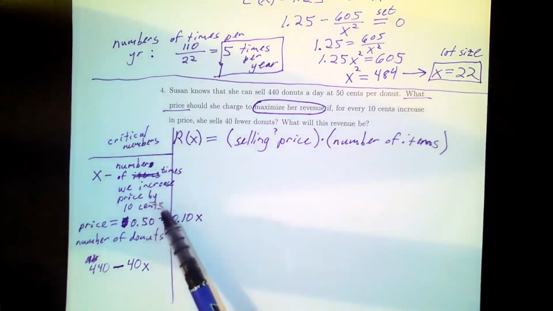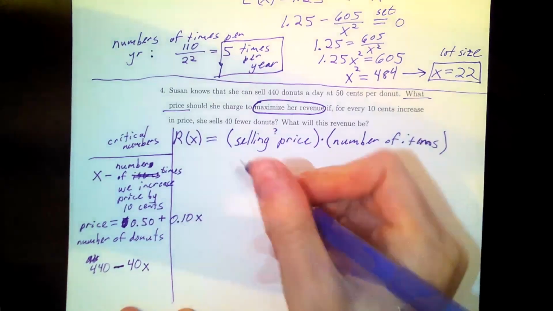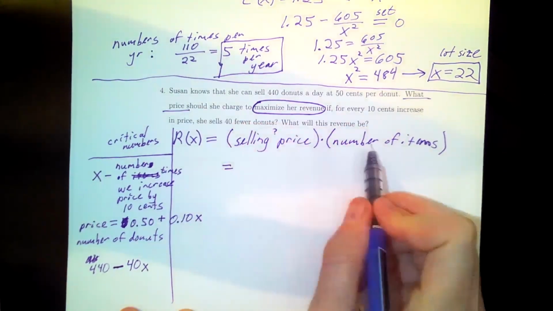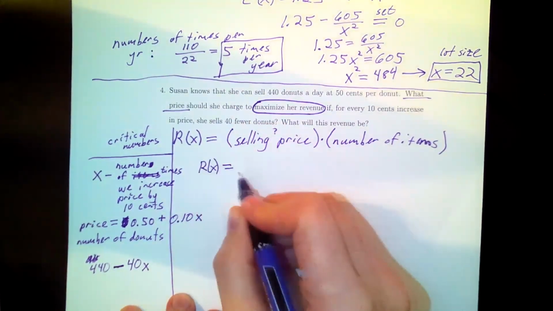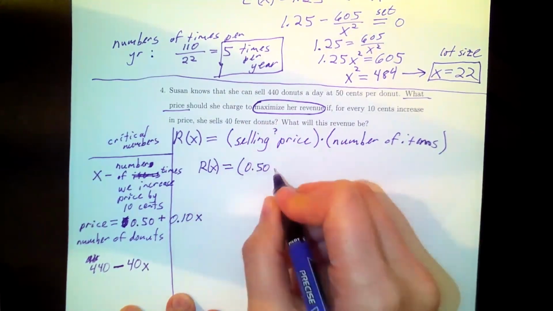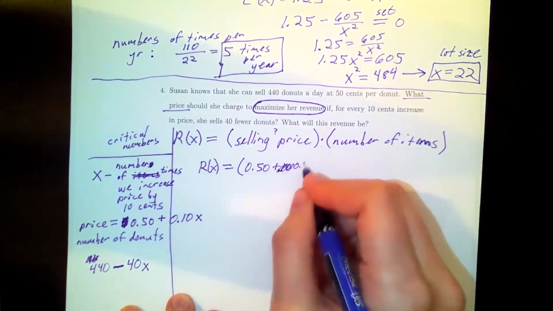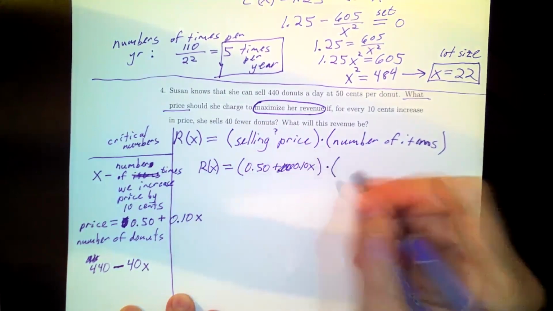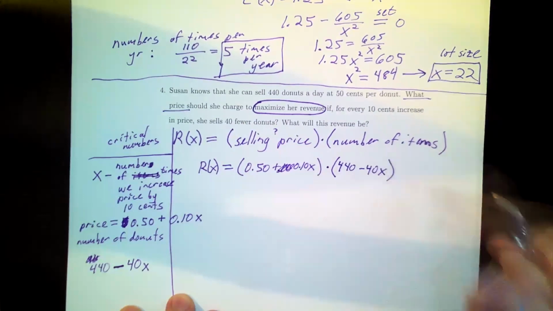So if you let X represent the number of price increases, then the price would start out at 50 cents and add 10 cents for every price increase. And the number of donuts you sell decreases by 40 for each price increase. So these are the formulas that we're going to have to use when we're putting in the selling price and the number of items in our revenue function. So selling price is not fixed. It's 50 cents plus 10 cents, so maybe write that 0.10 X, times 440 minus 40 X items.